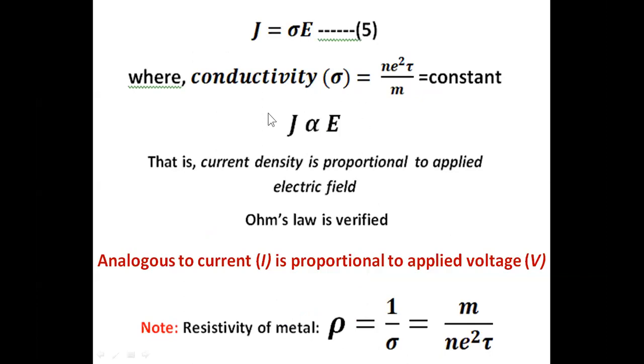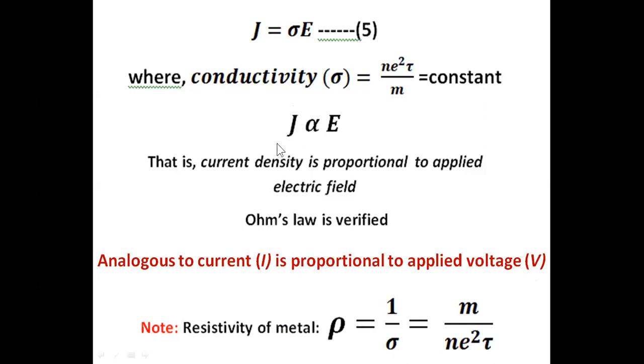So if you rewrite equation number 5, what you can understand is the current density J is proportional to the applied electric field, which is nothing but what? Ohm's law. We already know, according to Ohm's law, the current is proportional to the applied voltage. Here I am just taking current density proportional to the electric field. Electric field is nothing but the voltage applied per unit length.